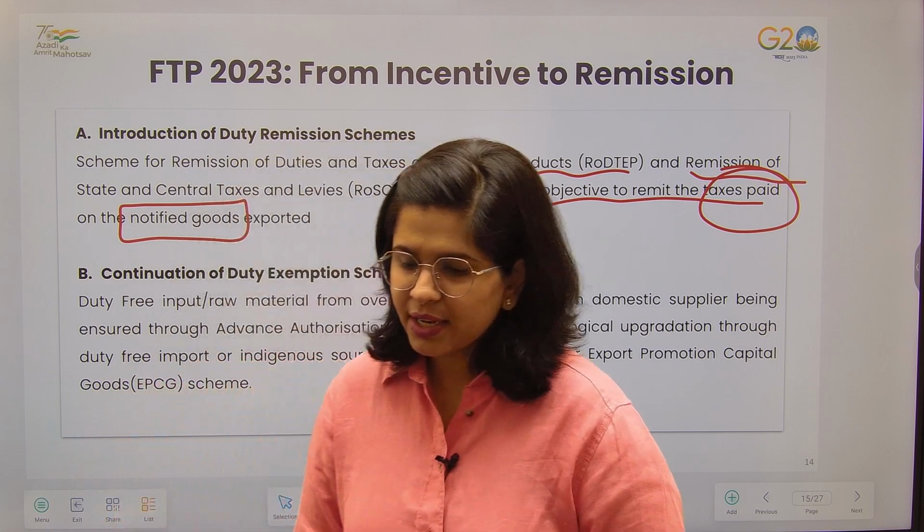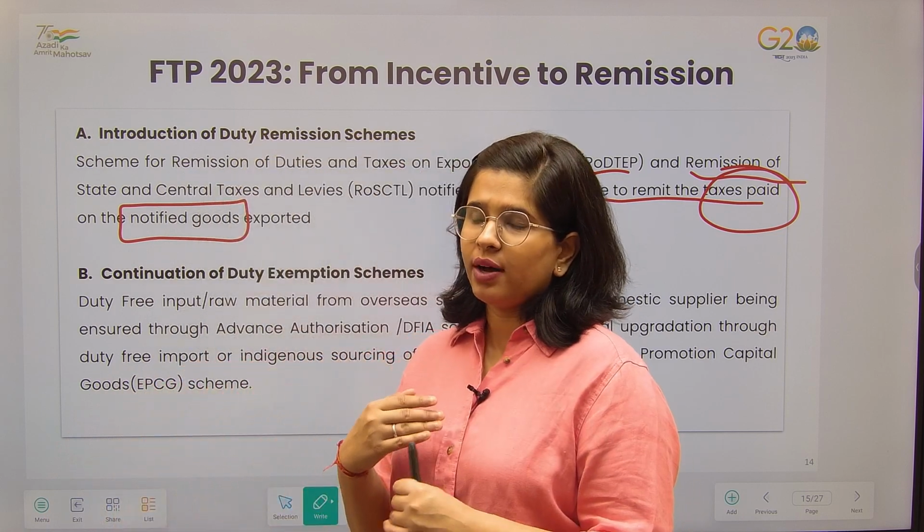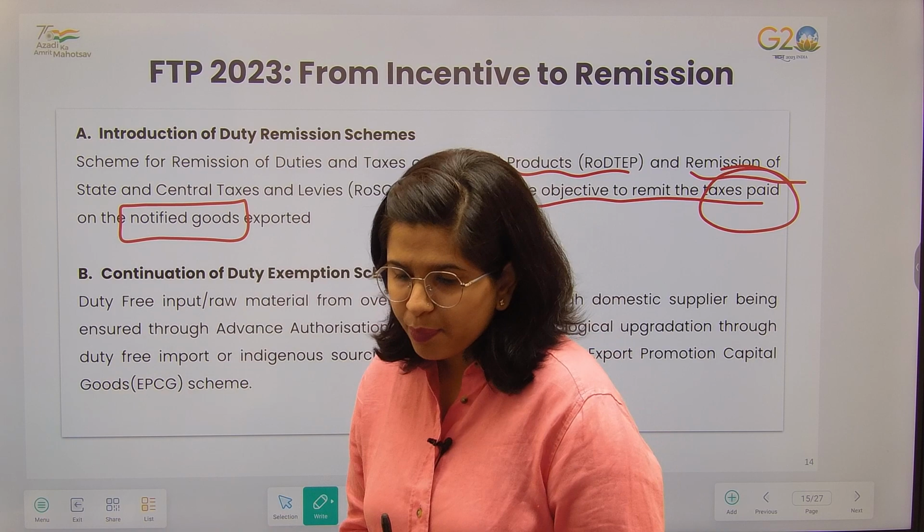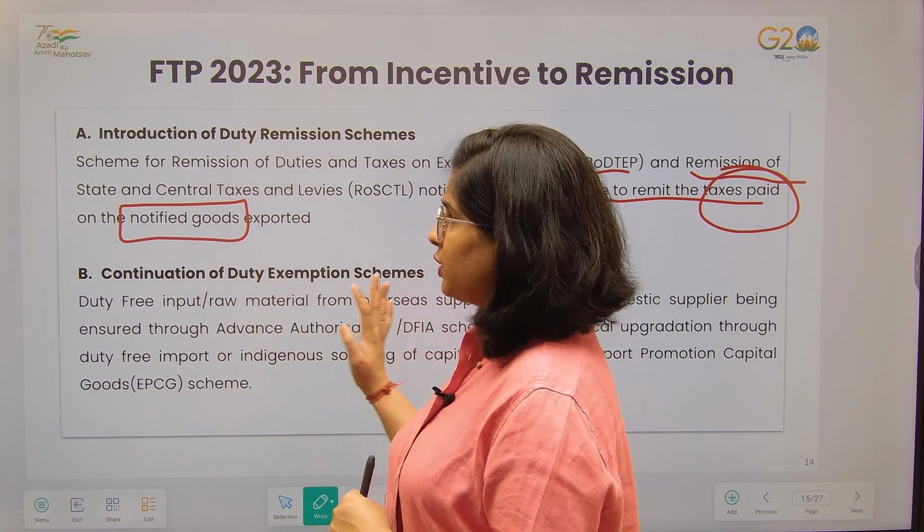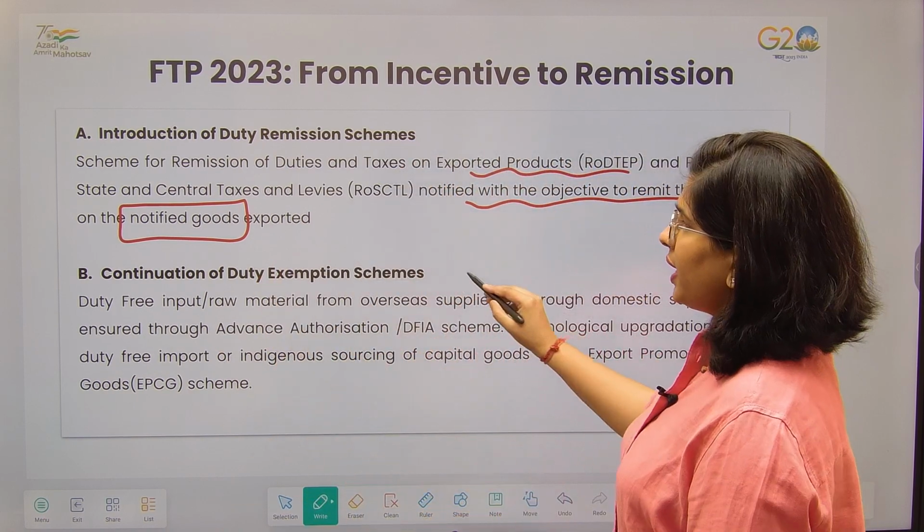So for that purpose, in order to promote them, in order to provide more support to them, the government has brought in this particular scheme. Continuation of duty exemption scheme.